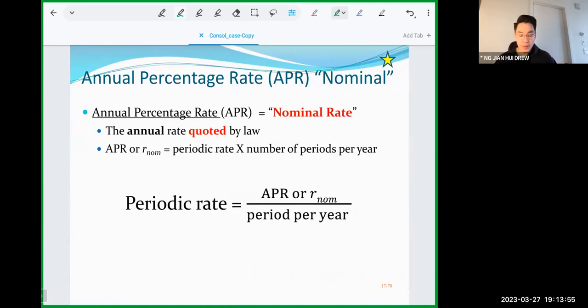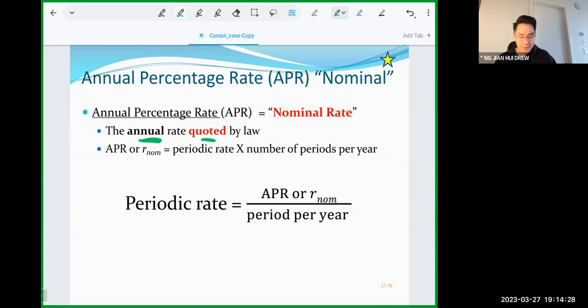So the nominal rate is basically the annual rate that's quoted by law. And nominal is basically what is being stated. Like if you have, I don't know, a bond, right? A bond will tell you the rate. We haven't talked about bonds yet, but let's just think about the nominal rate as the rate quoted by law, which is an annual rate. Later we'll talk about bonds.